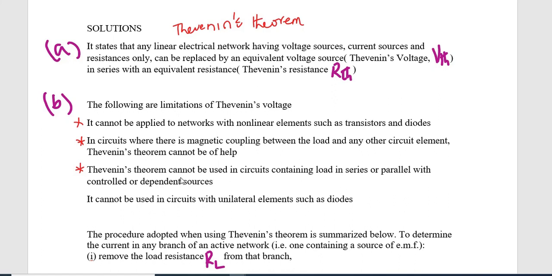Number 4, Thevenin's theorem cannot be used in circuits containing a load in series or parallel with controlled or dependent sources. Where you have dependent sources or controlled sources, you cannot use Thevenin's theorem. Lastly, it cannot be used in circuits with unilateral elements such as diodes. Actually, the circuit must be bilateral. So where you have unilateral components, for example diodes, you can never use Thevenin's theorem to analyze that particular circuit.